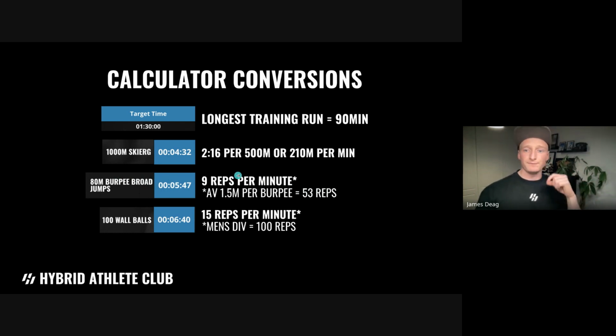That's going to, again, be a nice confidence boosting bit of evidence that you're on target for a 90-minute Hyrox time. And we can do that across the other movements too. So wall balls, same principle applies. We've got 100 reps to do. 6 minutes and 40 is the time we need to complete it. So that works out at 15 reps per minute for 7 sets, call it.